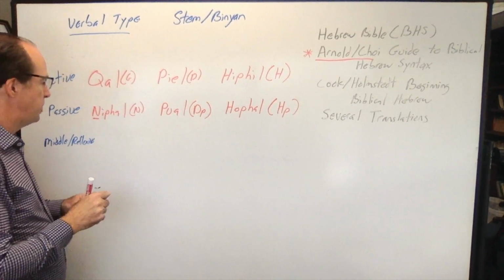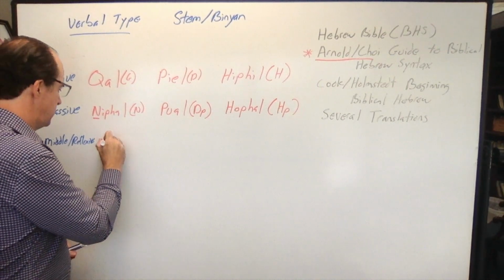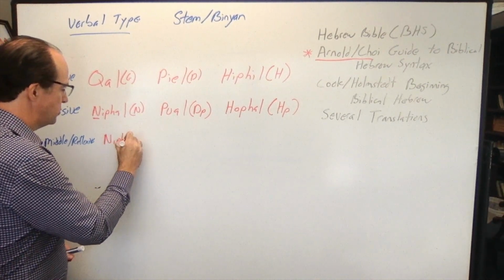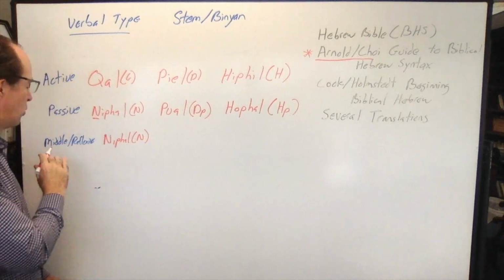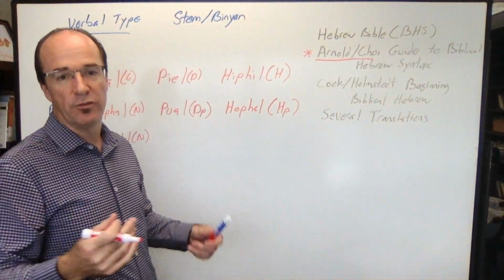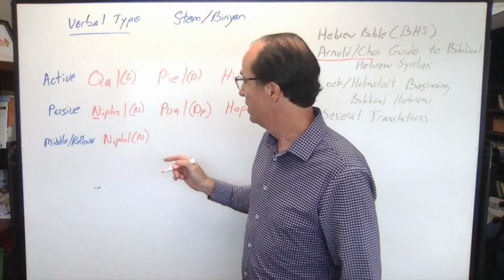And this can also be the Nifal. So a Nifal can either be passive or middle reflexive. And how would you know the difference? It's going to be context.